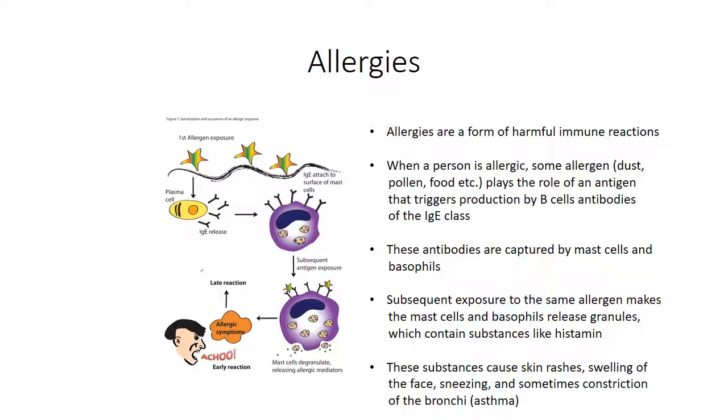But other substances normally contained within granules and thrown out from the granules of the mast cells and basophils during the allergic reaction are very dangerous. For example, there are substances called leukotrienes. You may not remember that, but just remember that some substances can cause constriction of the bronchi. An asthma attack is actually also a form of allergic reaction.